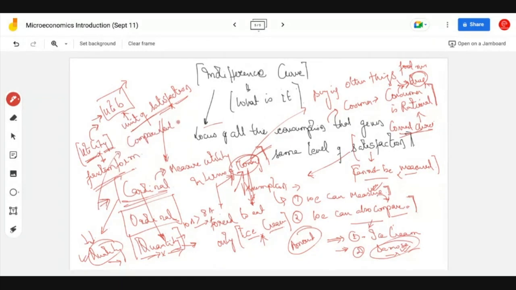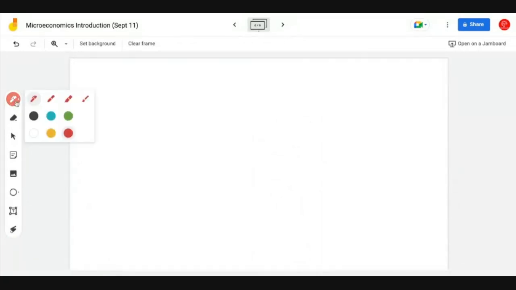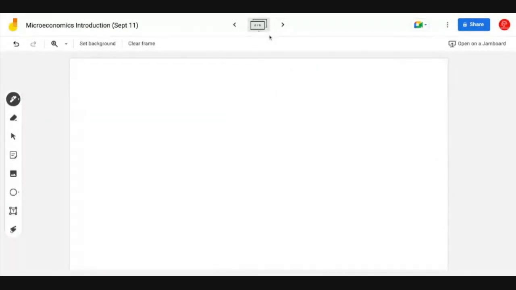So one of the approaches to comparing the level of happiness is the indifference curve approach, because ordinal theory talks about this qualitative comparison rather than the quantitative comparison. So the approach that we'll be looking at under the ordinal approach is your indifference curve.